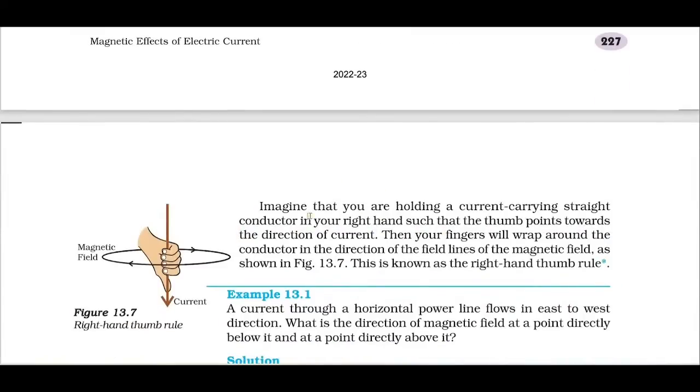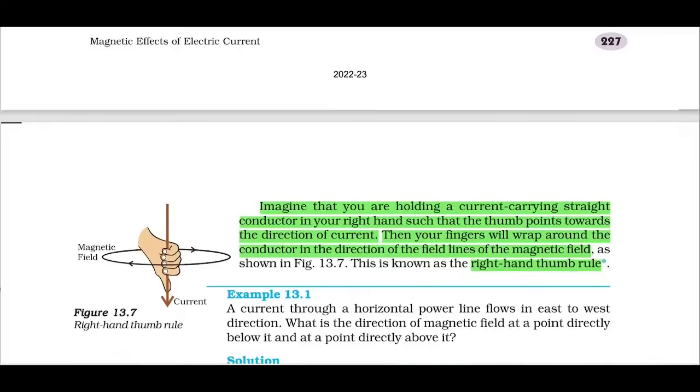It says that imagine that you are holding a current carrying straight conductor in your right hand, such that the thumb points towards the direction of the current. Then the fingers wrapped around the conductor indicate the direction of the field lines of the magnetic field. This is called the right hand thumb rule.